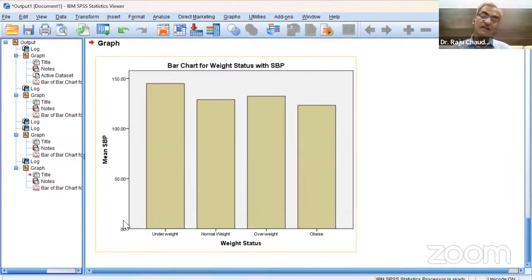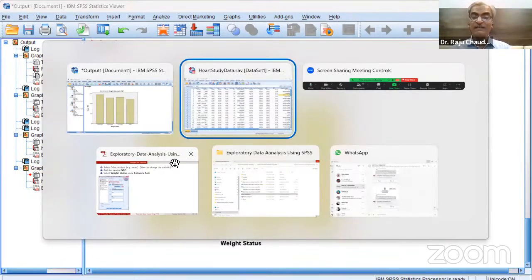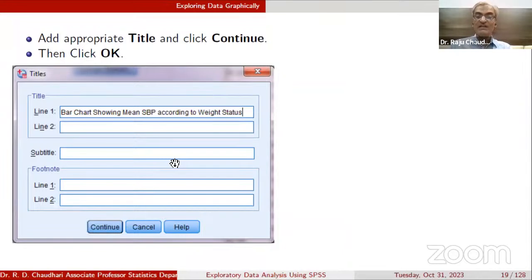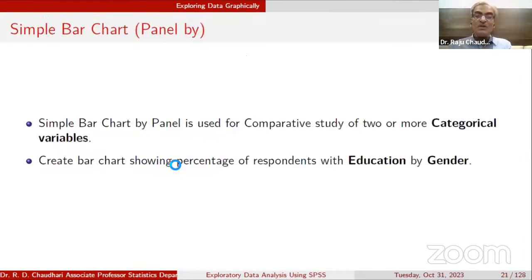So look at this. What does it give you? It gives you the average systolic blood pressure for the underweight respondents, for the normal weight respondents, for the overweight, and for the obese. So this is how we can create a bar chart showing two variables, one a categorical and another a scale variable. There is an alternate way also that we will discuss in subsequent slides. So this is how we can create it.